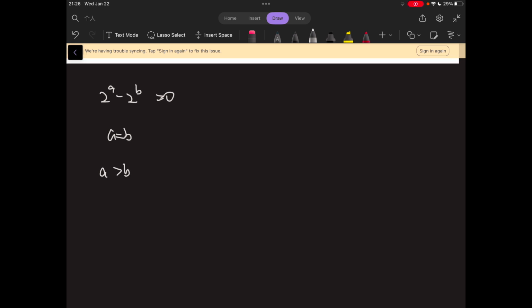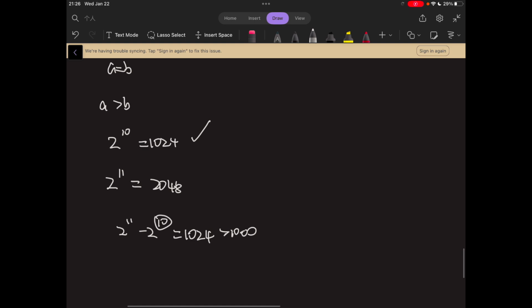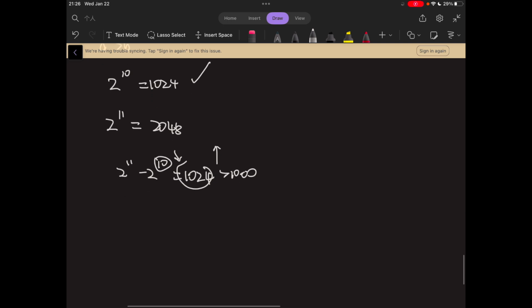Now, what is the maximum of a? We know that 2 to the power of 10 equals 1024, which is totally okay. 2 to the 11th is gonna be 2048. If that is used minus 2 to the power of 10, which is the biggest number smaller than 11, we still get 1024, which is more than 1000. Note, if this 10 goes down, this is only going to get bigger, and that's not going to help. So we get that a's max has to be less than or equal to 10.